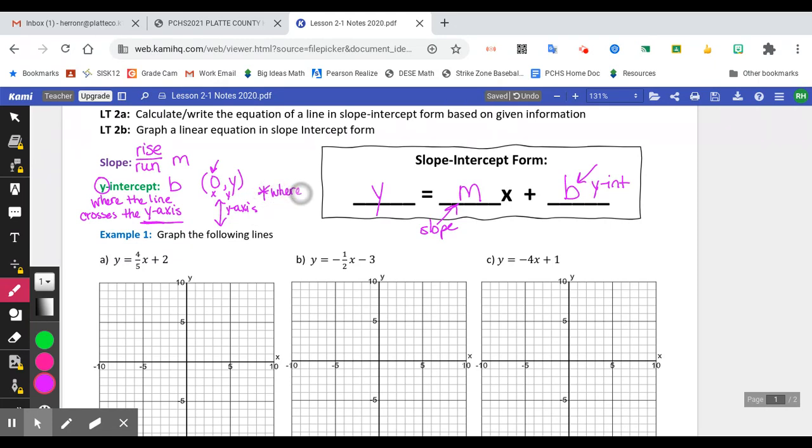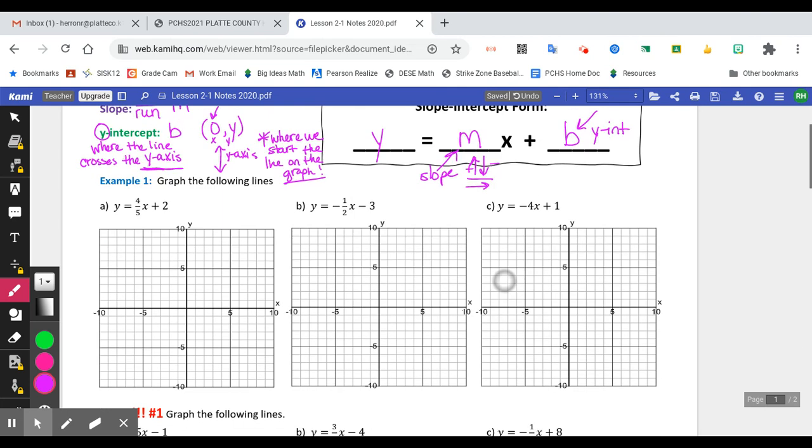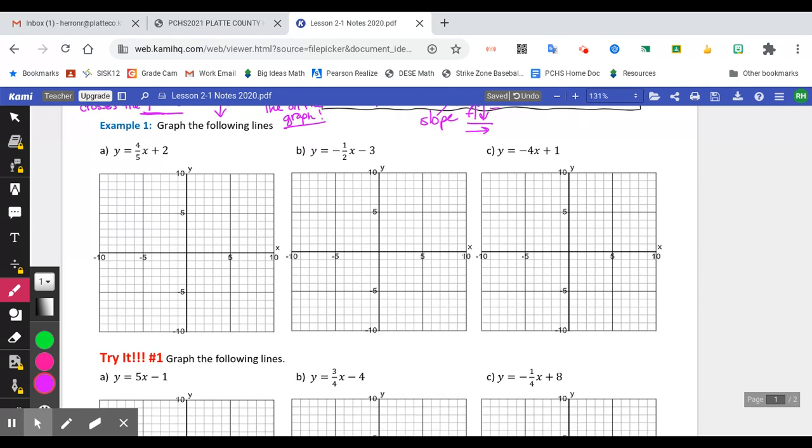It's also where we're going to start graphing from every time. So where we start the line on the graph, every single time. All right, so y equals mx plus b. M is slope, rise over run, so we're going to go up or down, whether it's positive or negative, and the run is always to the right. And then the b is the y-intercept on the y-axis.